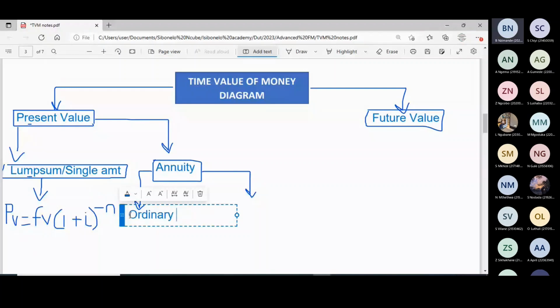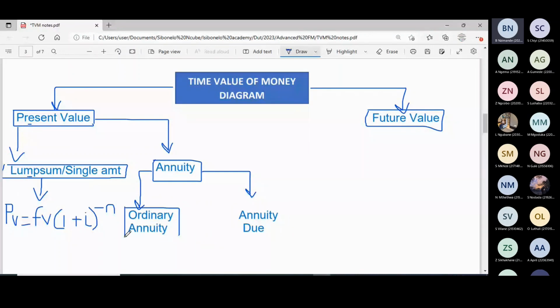Annuity due. And the second one is the annuity due. I'm sure you have heard of these terms before. These are two types of annuities: ordinary annuity and annuity due. So guys, what is the difference between an ordinary annuity and an annuity due?